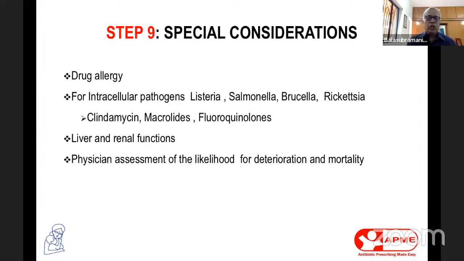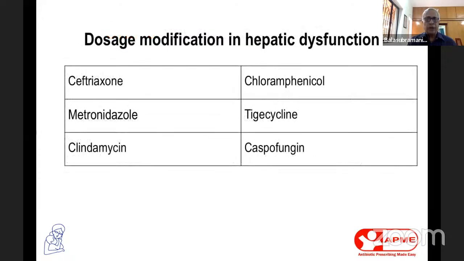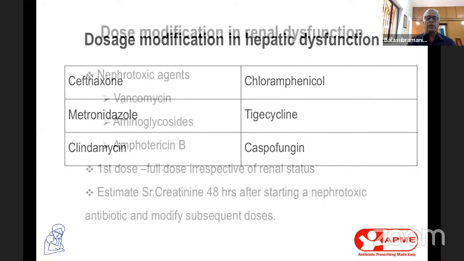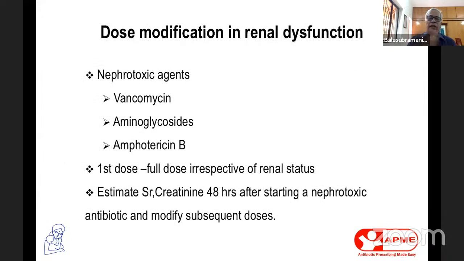And last, physician assessment of the likelihood for deterioration, mortality, is another special consideration. Whenever there is a liver disease, you must modify the antibiotic dosage if you are going to give ceftriaxone, metronidazole, chloramphenicol, caspofungin, tigecycline, clindamycin. Whenever there is a renal disease, we know vancomycin dose has to be adjusted, aminoglycoside dosage, amphotericin B has to be adjusted.